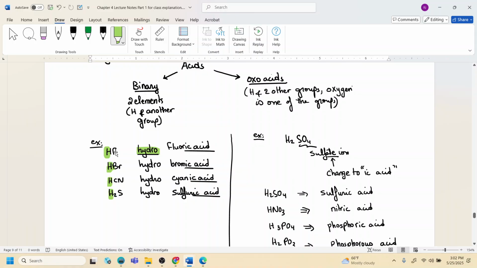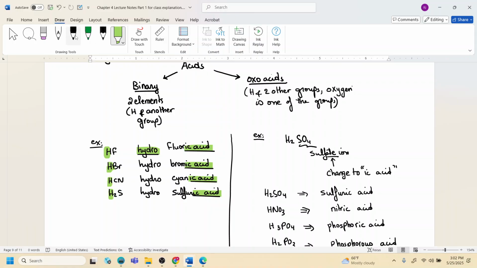And then end the name in ic acid. So hydro and ic acid are a must for all of them. So the ending of the name is an ic acid. So you have hydrofluoric acid, hydrobromic acid, hydrocyanic acid, hydrosulfuric acid in there. This is how you name acids that start with a hydrogen, and they are made up of two different types of atoms.